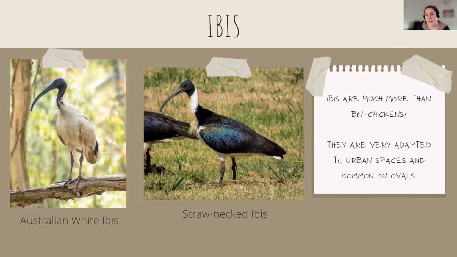And the straw-necked ibis you usually see hanging out at ovals. And I've heard that straw-necked ibis are a bit of an indicator for how good the environment is, because they're a lot more picky than Australian white ibis. Australian white ibis, as you know, get their reputation for being bin chickens, but they're really, really well adapted to hanging out in urban areas. So I think we don't give them enough credit for that. But straw-necked ibises really prefer a more natural landscape. So they're more of a, like an indicator ibis.